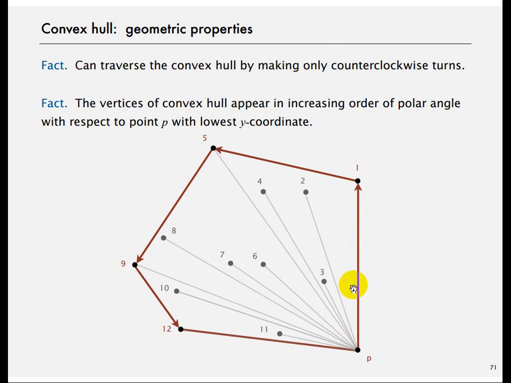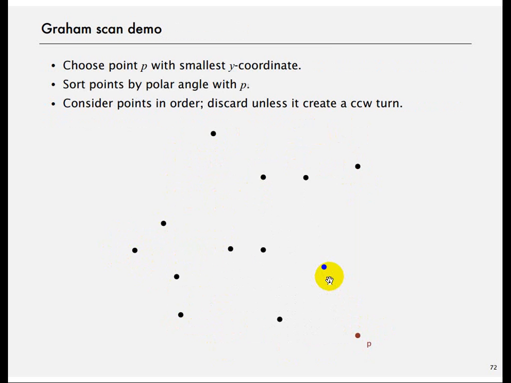Start with P and an angle, and the angle between these. The vertices of the convex hull appear in increasing order of polar angle with respect to P, the point with the lowest y coordinate. Look at this vector, then vector 1 to 5, 5 to 9, and 9 to 12, and this one is not considered. One important thing is you're always going in a counterclockwise direction, in increasing order of polar angle with respect to P. These are important factors.